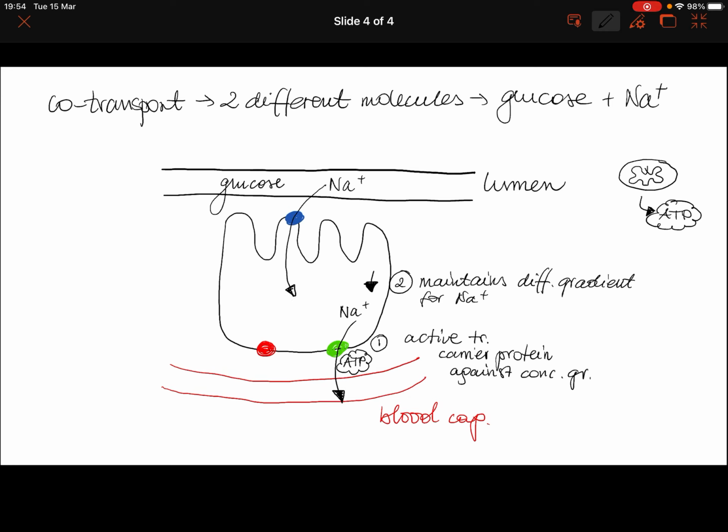However, by doing so, they're taking with them glucose. This is the evidence of the co-transport. Two different molecules are transported. So that is step number 3. Movement of the sodium ions and glucose from the lumen into the epithelial cell. That now increases the concentration of the sodium ions, but also increases the concentration of glucose. This again maintains the concentration gradient of glucose, increases the glucose concentration inside of the epithelial cell.